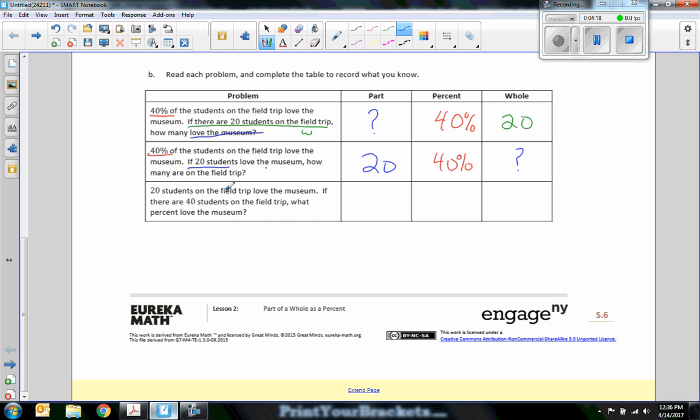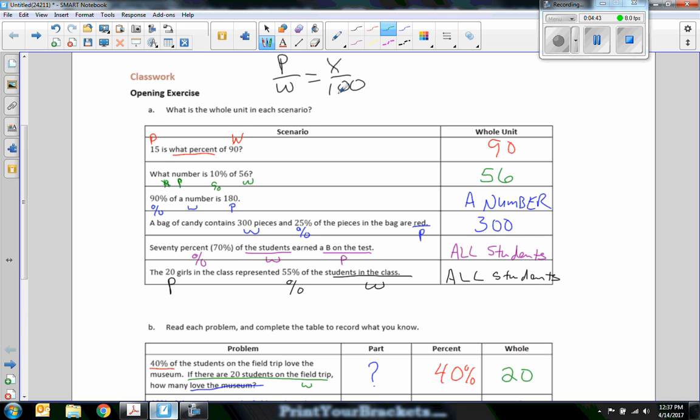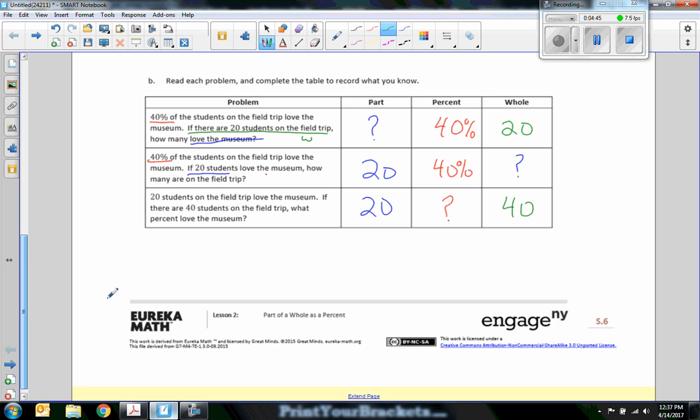Okay, 20 students on the field trip love the museum. If there are 40 on the field trip, what percent love the museum? I don't know the percent, so that'll be a question mark. The part would be 20. And the whole would be 40 students on the field trip. So there's always an unknown somewhere. We try to find it by using the equation: part over whole equals x over 100. Okay?